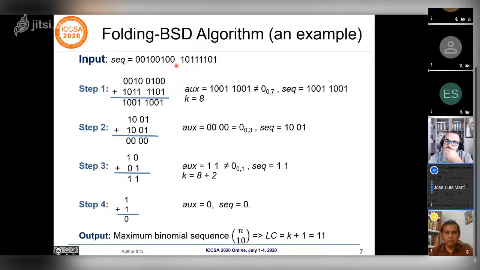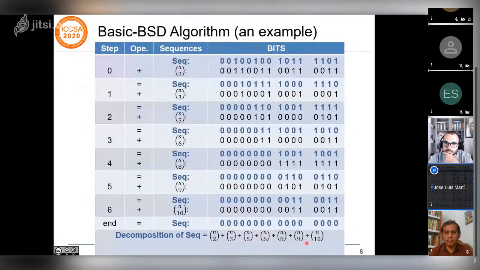We take the first half and the second half. We do the addition, and the result isn't all zeros. So we update our maximum binomial sequence and keep going with the addition of both. We then take the first half and the second half, and then our result is all zeros. So we just keep going with one of the halves. We take one of the halves and we repeat again until we reach the all zeros sequence. We will then get the maximum binomial sequences, which we can see match the previous ones.